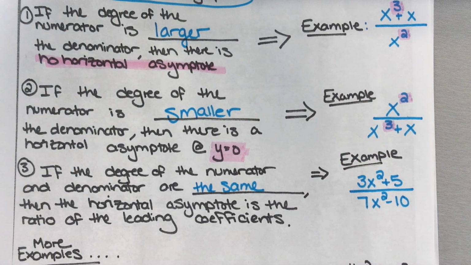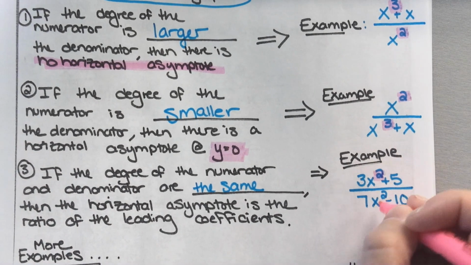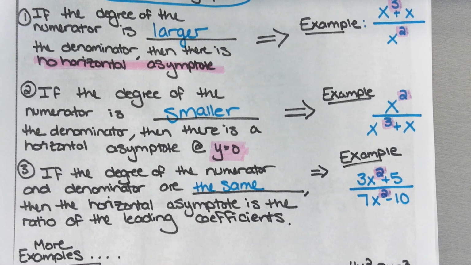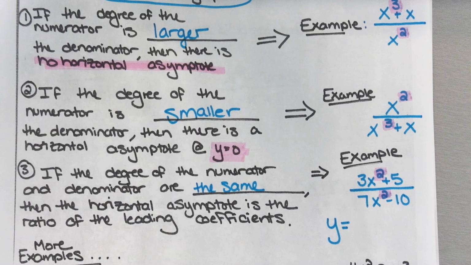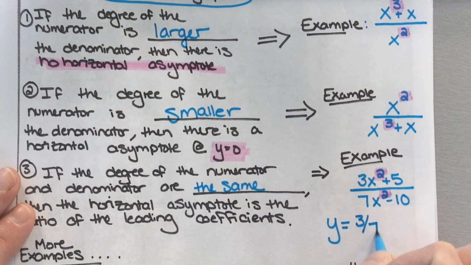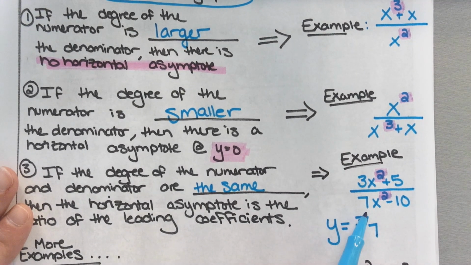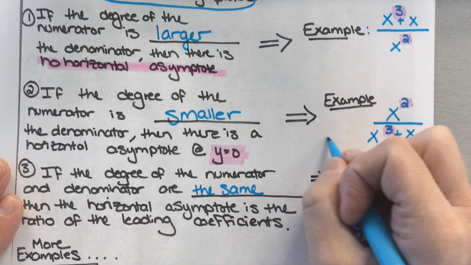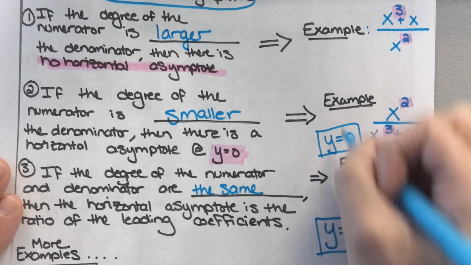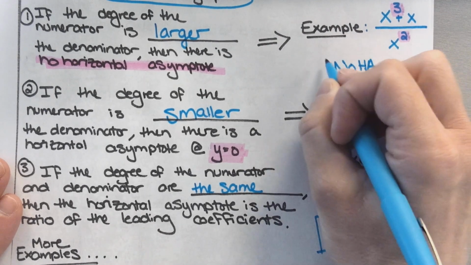Okay, do you agree that this is an example where my exponents are the same? For this one, again, it has to be in the form y equals. Ratio is another word for fraction, and leading coefficients are the big numbers out front. So your horizontal asymptote is going to be at 3/7. You just take your leading coefficients. So this is where my horizontal asymptote would be for this example. And again, this was y equals 0, and this was no horizontal asymptote.